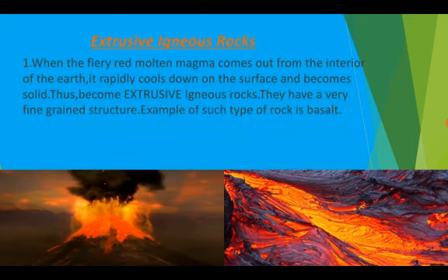The extrusive igneous rocks have a very fine grained structure, and an example of extrusive igneous rock is basalt. I want to tell you that the Deccan Plateau of our country is made up of basalt rock. I want to make you clear about the formation of the extrusive igneous rocks with the help of the video.